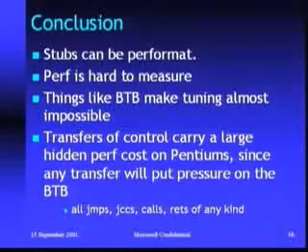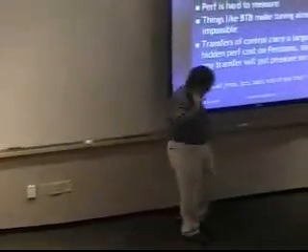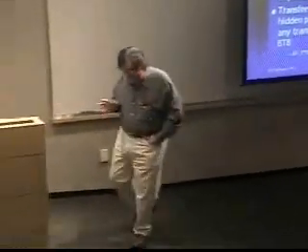So, the conclusion is stubs can be performant. Perf is hard to measure. Things like the BTB can make it almost impossible to figure out what's going on. And it's something people who generate code sequences have got to keep in the back of the mind. Transfers of control of any kind, branches, calls, returns, anything, put pressure on the BTB and can therefore have a hidden perf cost as your program scales up in size.